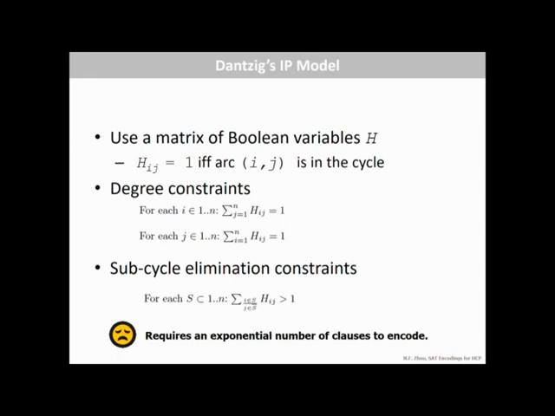The integer programming model is well known for HCP. It uses a matrix of Boolean variables H. Hij equals 1 if the arc ij is in the cycle. It uses degree constraints to ensure that each vertex has exactly one incoming and exactly one outgoing arc. It uses subcycle elimination constraints to ensure that, in each subset S, there is no subcycle in the subset. However, this encoding requires an exponential number of clauses to encode.